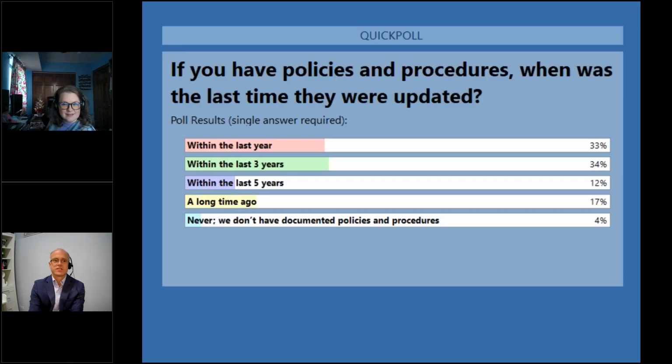So policy and procedures are one of the foundational pieces of good governance and risk management.